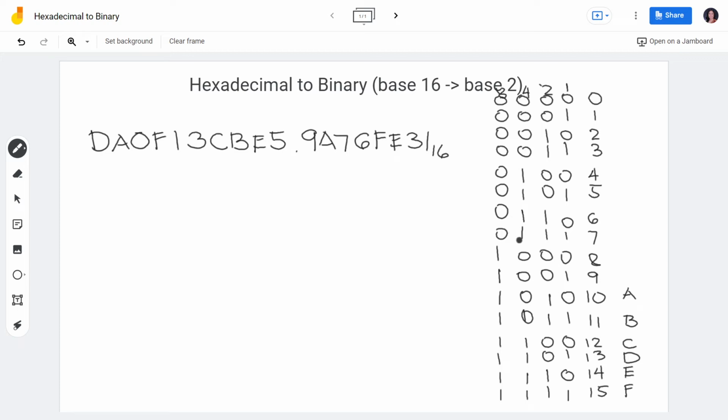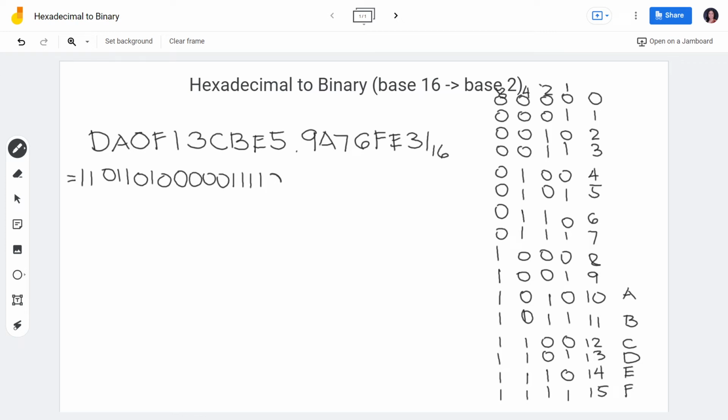So this is the table for the conversion of hexadecimal to binary. You have to represent every letter with 4 digits of zeros and ones. So D is 1, 1, 0, 1. A is 1, 0, 1, 0. Then 0 is 4 zeros. F is 4 ones.